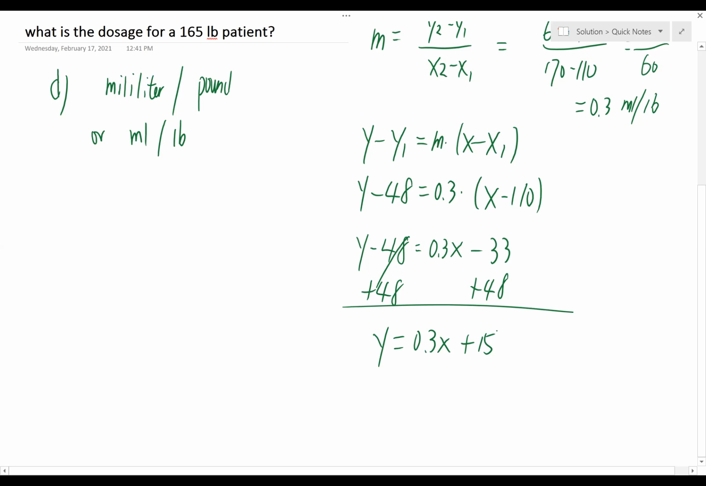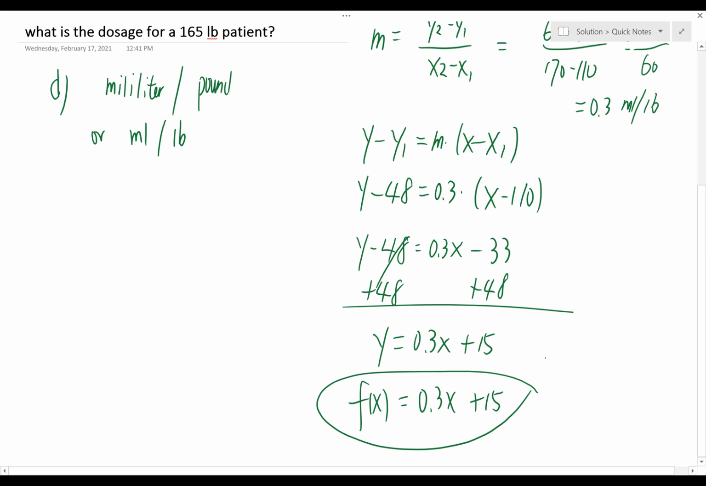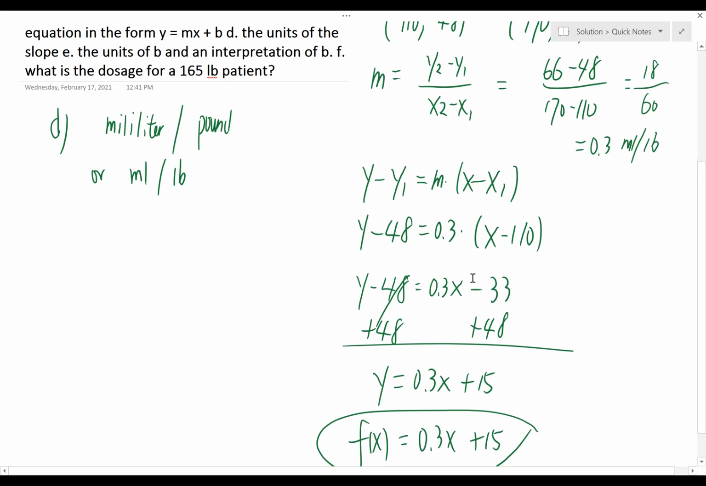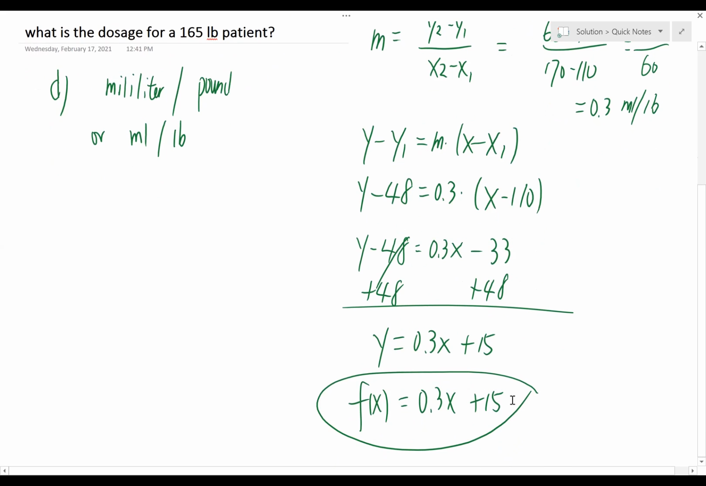Now we know the y-intercept must be 15. But how do we interpret it? Part E is about the interpretation of the y-intercept b. Any suggestion? Interpretation of b. Is it the minimum dosage? Very good. Yes, exactly right. So minimum dosage. B indicates the minimum dosage.